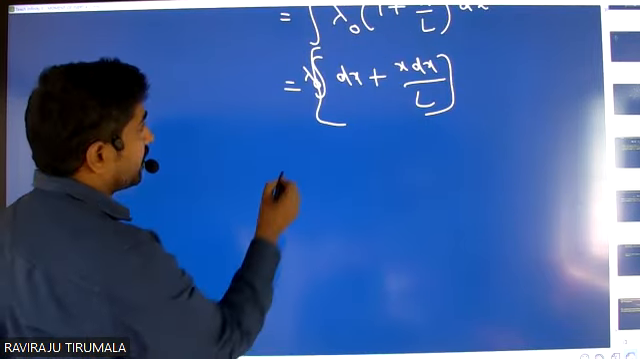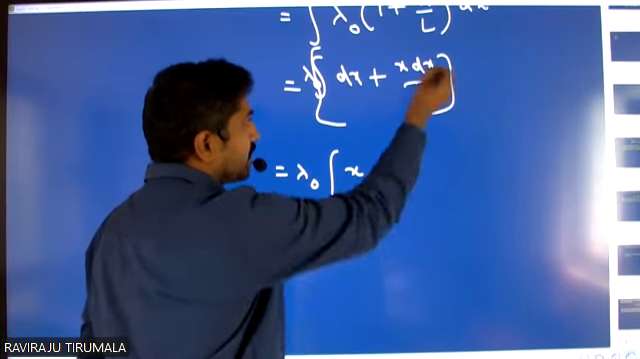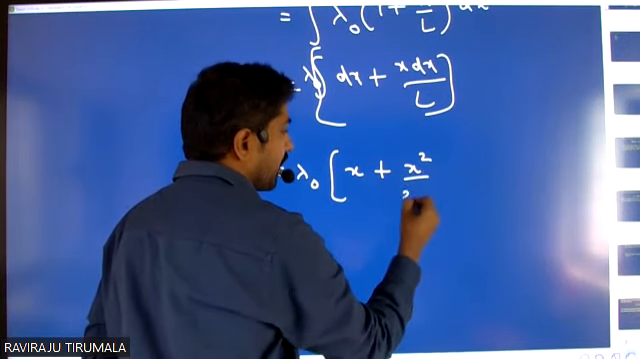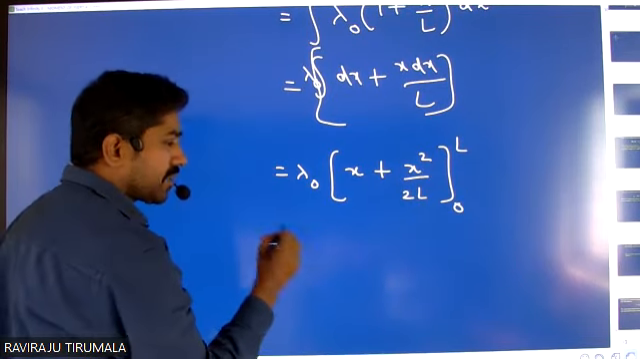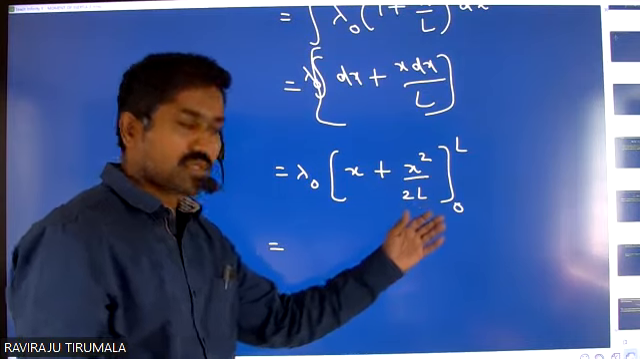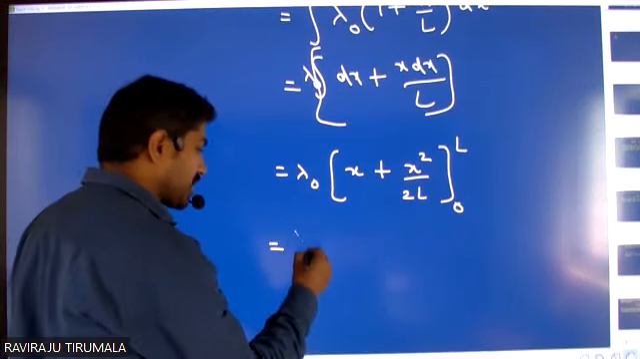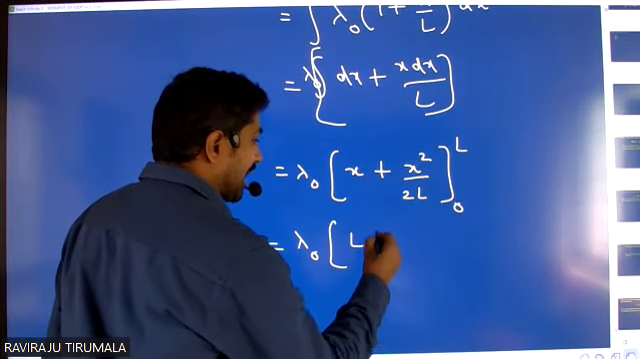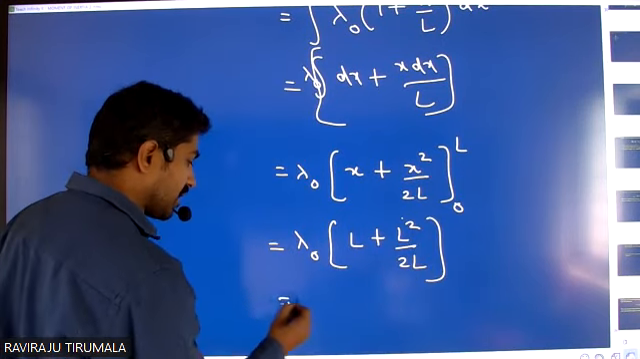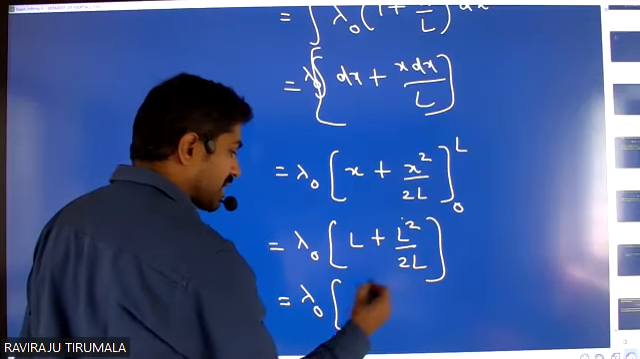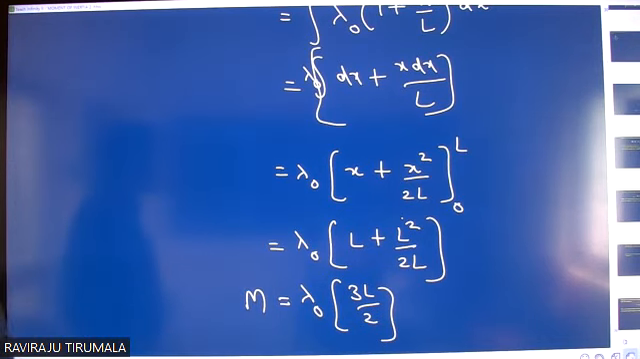In the same way, if you take the integration, lambda naught integral dx will be x only, integral x dx will be x square by 2. It is also from 0 to L. By substituting upper and lower limits, of course lower limit is 0 only, na? Even if you substitute 0, everything becomes 0. So better you substitute the upper limit, that is L plus L square by 2L. Of course L and L will get cancelled here. This will be lambda naught into L plus L by 2, how much? 3L by 2. That is the formula for total mass only.